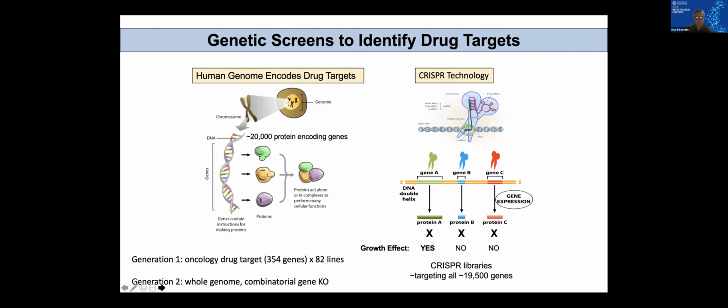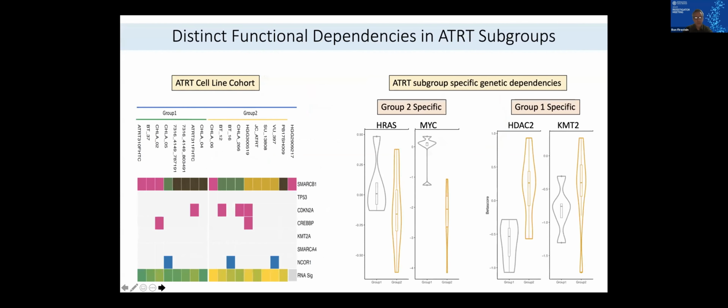So what have we learned from these kinds of analyses? Well, I think the ATRT cohort is a really good illustration. There have been a couple of papers focusing on CRISPR screens in ATRTs, but the number of cell lines was really not high enough to get down into the specific subtypes.